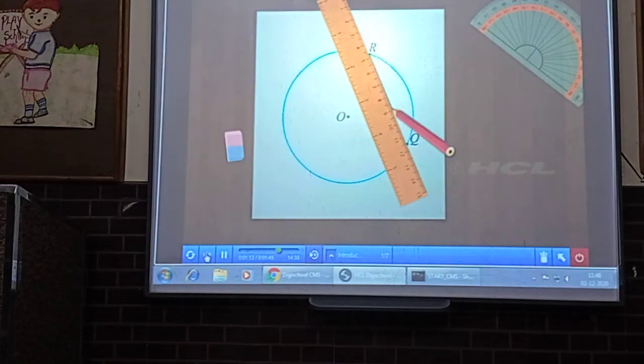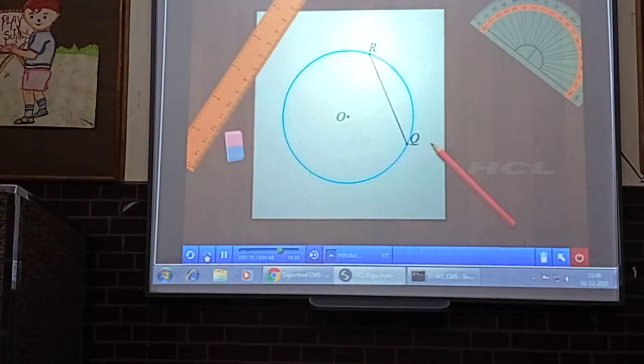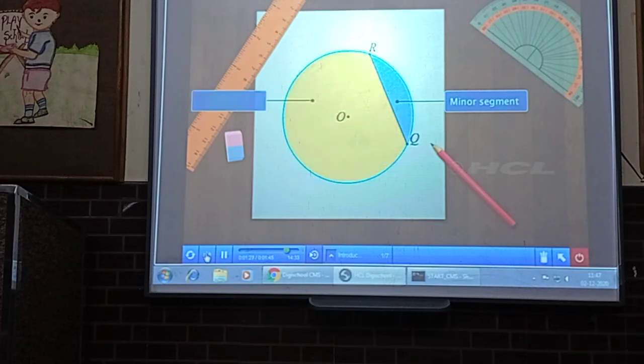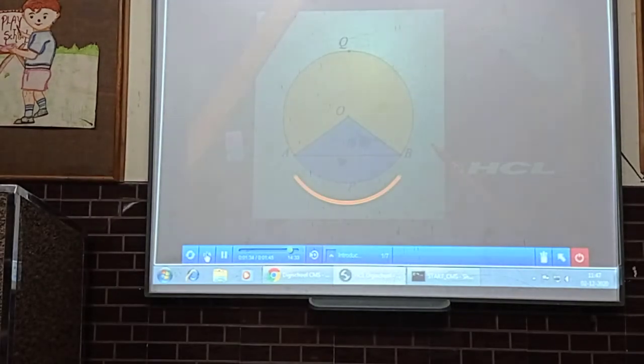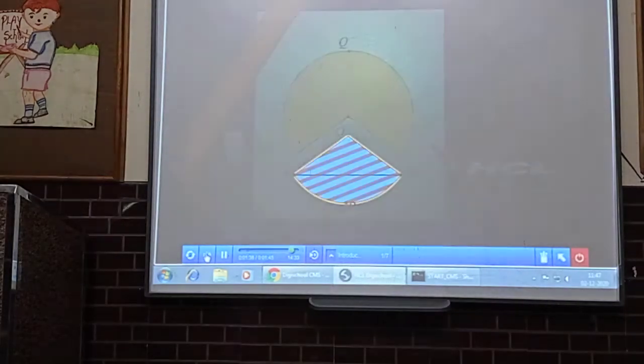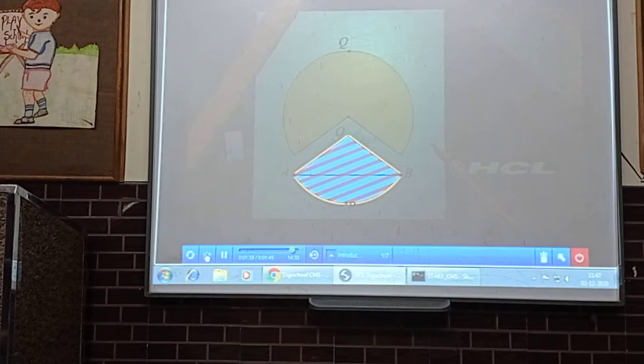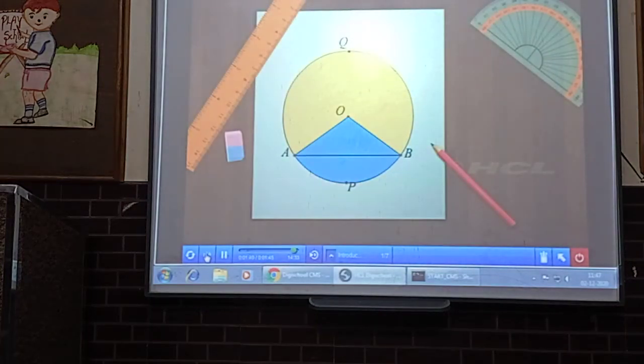Similarly, when an arc of a circle is bounded by a chord, the region between the chord and the arc is called a segment. The smaller segment, which is less than a semicircle, is the minor segment, and the larger segment, which is greater than a semicircle, is the major segment. Let's learn how to find the length of an arc, the area of a sector and the area of a segment.